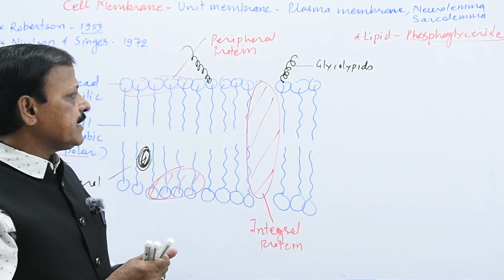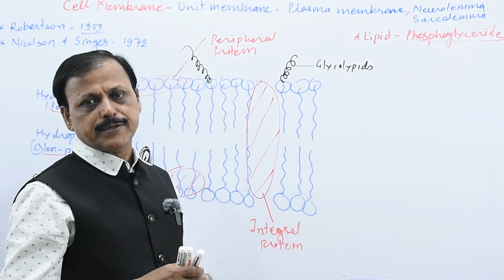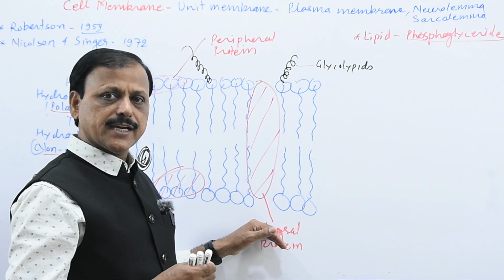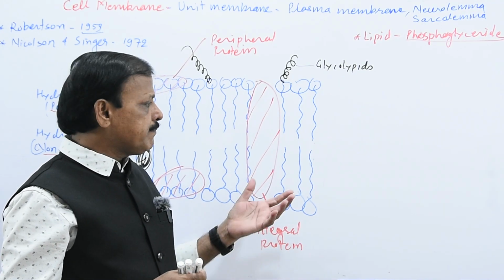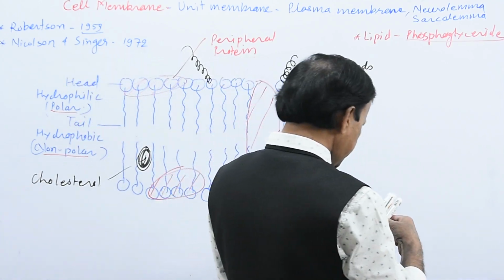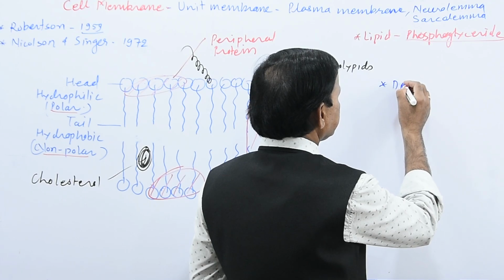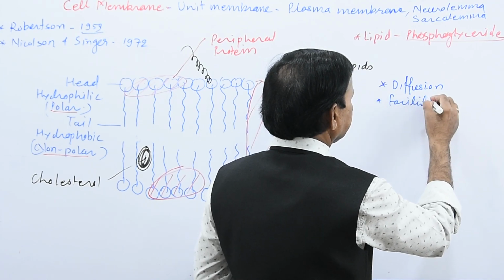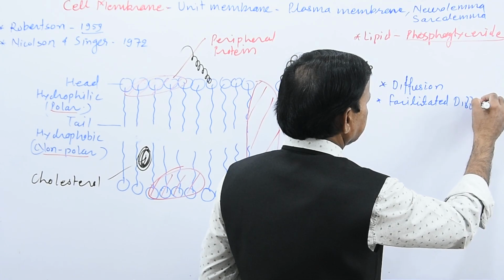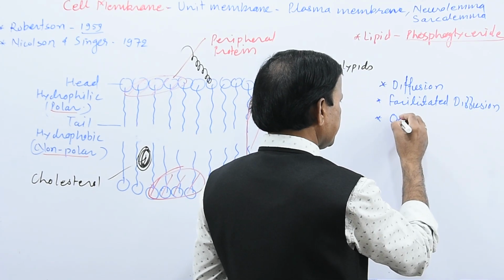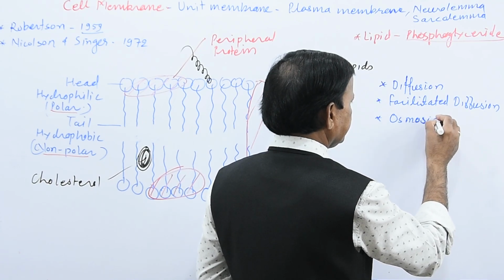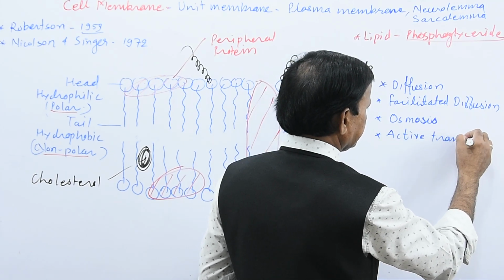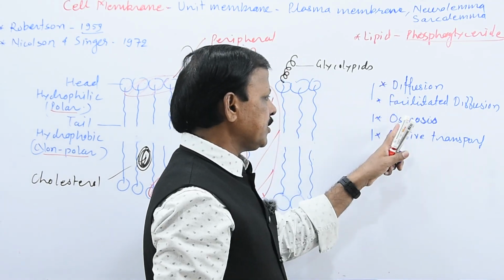Now this cell membrane is semi-permeable as well as selectively permeable. That means it allows the content according to the requirement of the cells and their concentration within the cells. So influx and outflux occur by means of diffusion, facilitated diffusion, osmosis and active transport. So these are the three means: diffusion, osmosis, active transport.